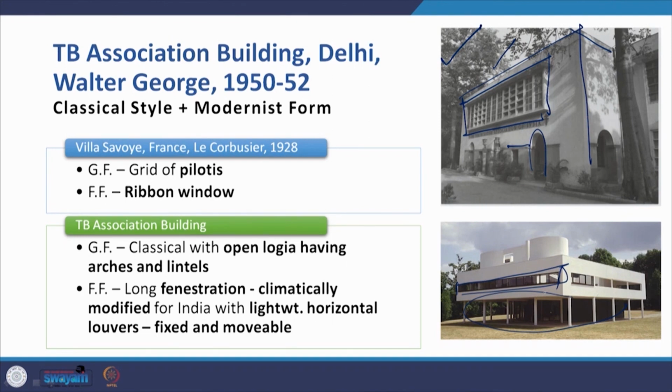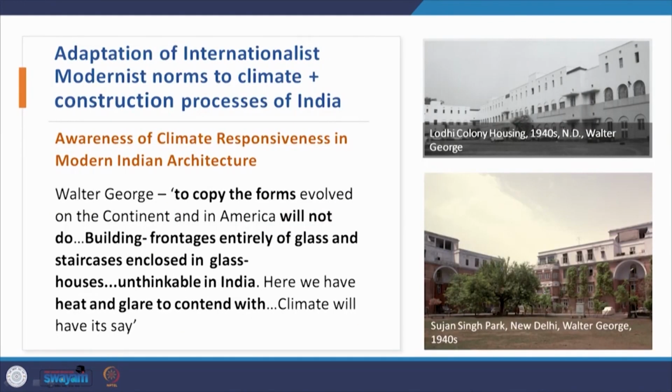The overall block is very similar to Villa Savoye, but the pilotis is replaced with arches and lintels, and the loggia having the arches and lintels. But as you go to the floor above, there you find that similarity, but the fenestrations are covered with these louvers to keep out the sun. So the adaptation of internationalist modernist norms to the climate and construction process of India is one of the major highlights of what we are talking about today.